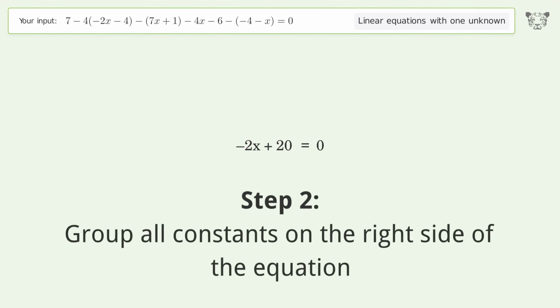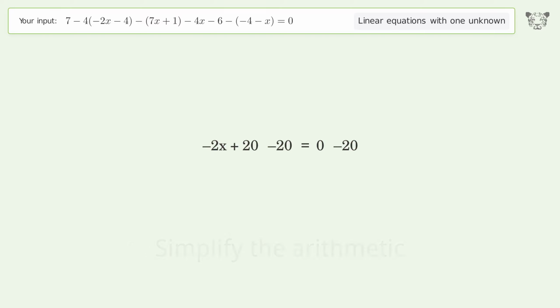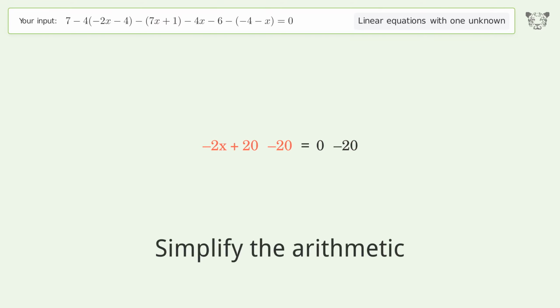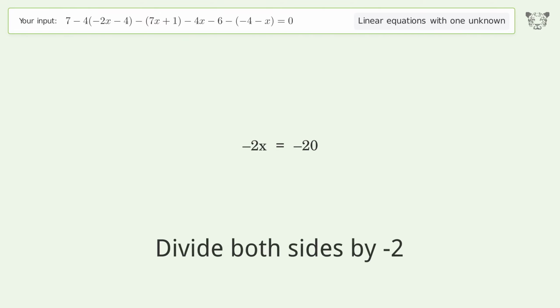Group all constants on the right side of the equation. Subtract 20 from both sides. Simplify the arithmetic. Isolate the x. Divide both sides by -2.